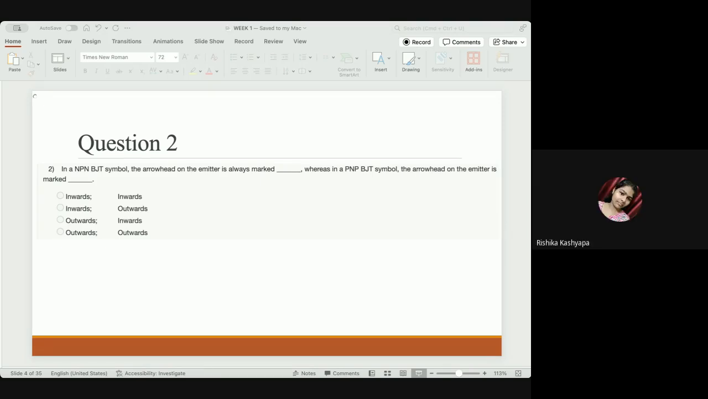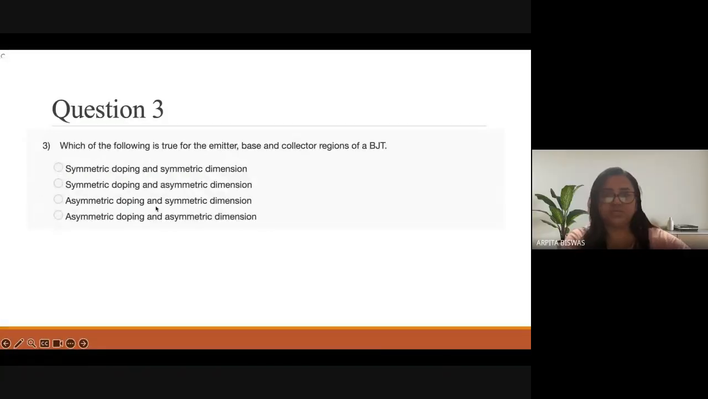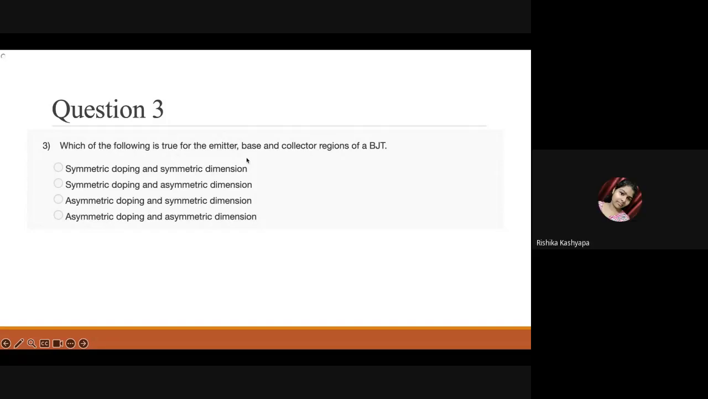Ma'am, your screen is frozen. I'm not able to see the question. You are not able to see the question. So this is question number 3. I think you can see now. Any of you can confirm? Is the screen visible? Yes, it is visible. You can check your connection. This is question number 3. Which of the following is true for the emitter, base, and collector region of a BJT? Now you can see, or you can rejoin. Yes, ma'am, it's visible now.